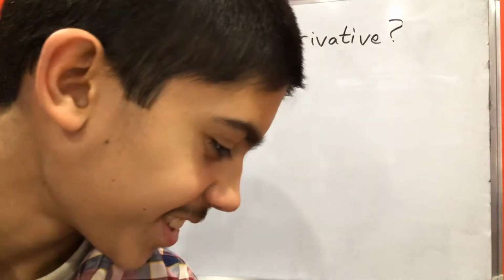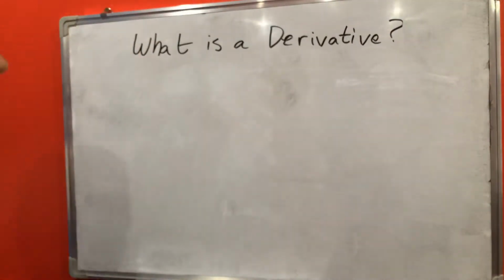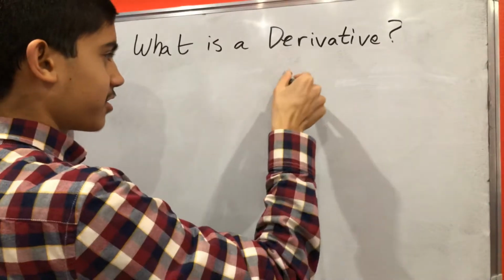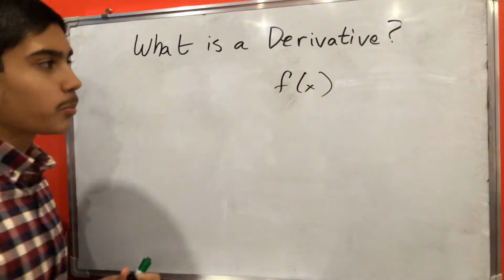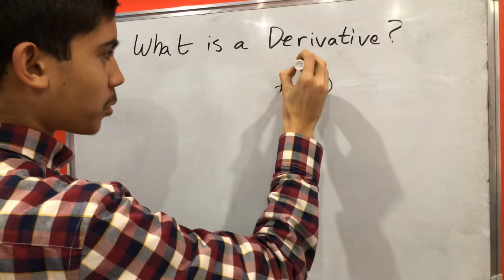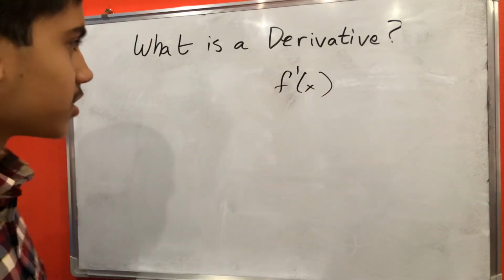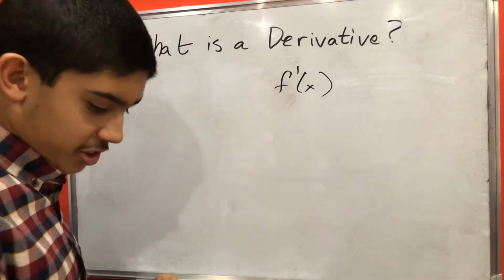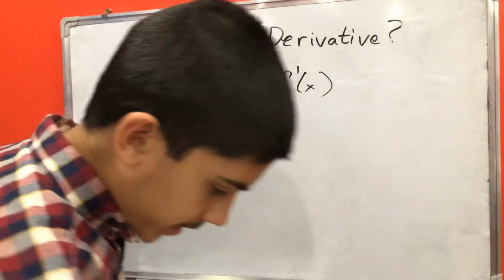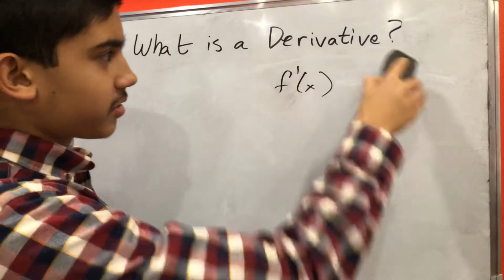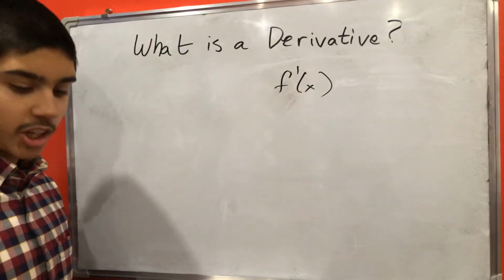A derivative? Well, a derivative is just basically a function, just like f of x, except whenever we write the derivative, we put a little 1 here. And we call this f prime x, okay? So this is what a derivative is. It's just a function. Basically, what a derivative allows us to do is give us the rate of change.